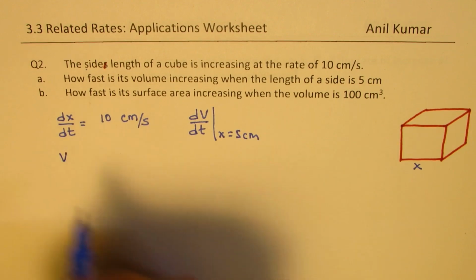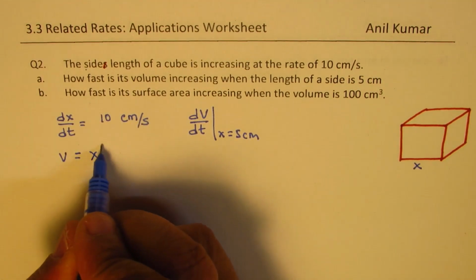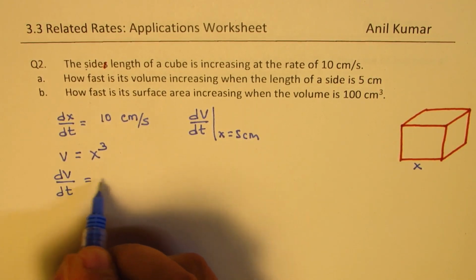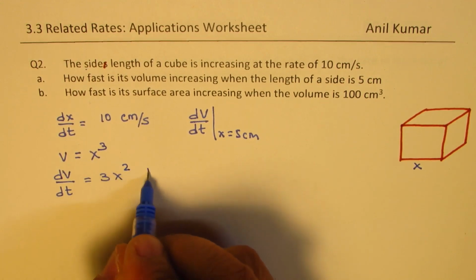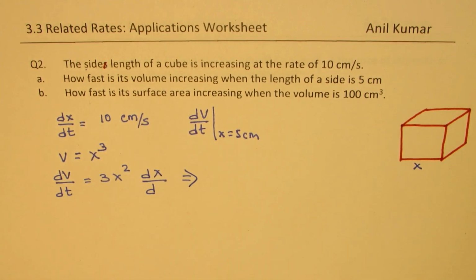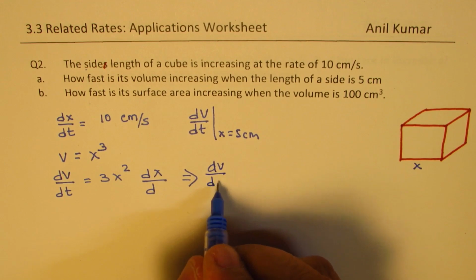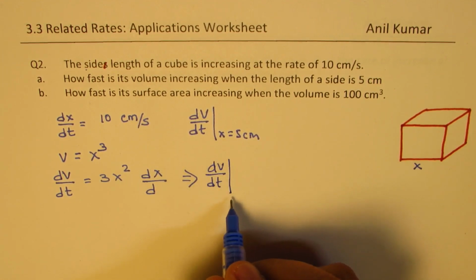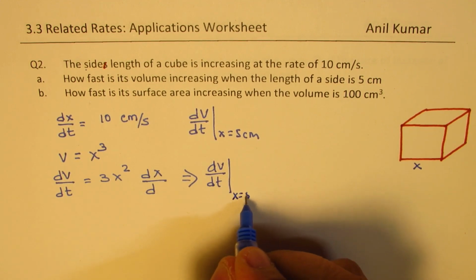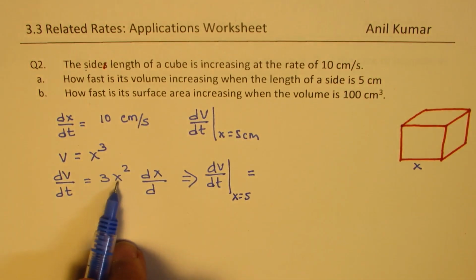So we have a relation between volume and the side length, which is volume is x cubed, right? So differentiating with respect to time, we get dV/dt equals 3x squared dx/dt, right? And now from here, we can always find the answer. We want to find dV/dt, rate of change of volume, when x is equal to 5 centimeters. So x equals 5, correct? Units are same, so I'm just writing 5 here. We'll just substitute the value of x.